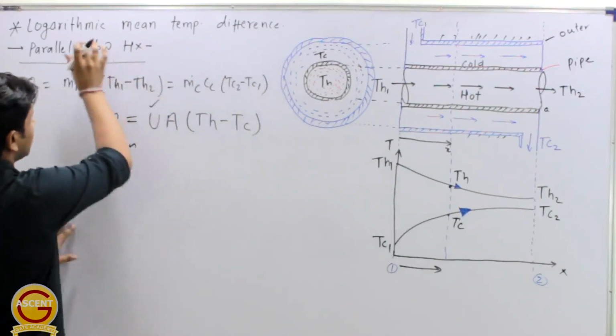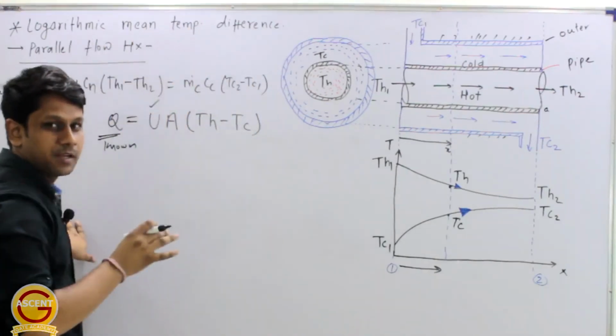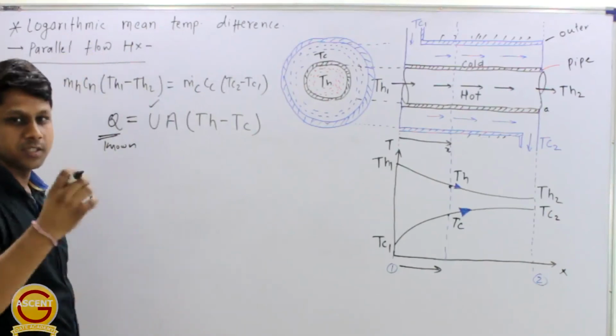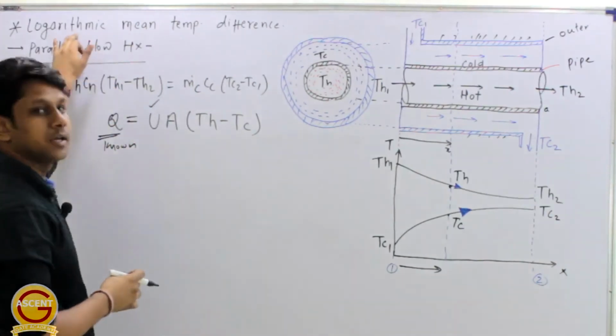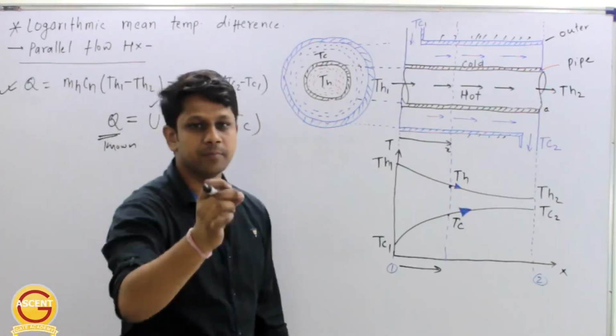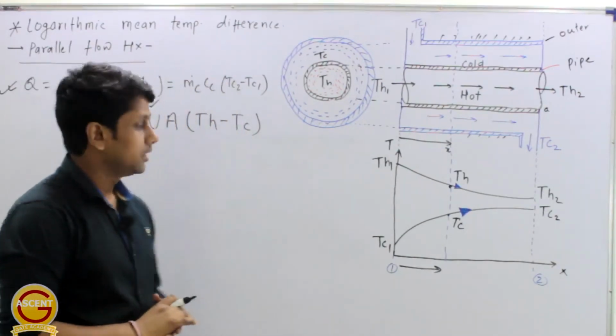We are taking the logarithmic mean temperature difference. Logarithmic is the term because the equation comes in terms of log. That's why we are saying logarithmic. Otherwise, it is just a mean temperature difference, right?